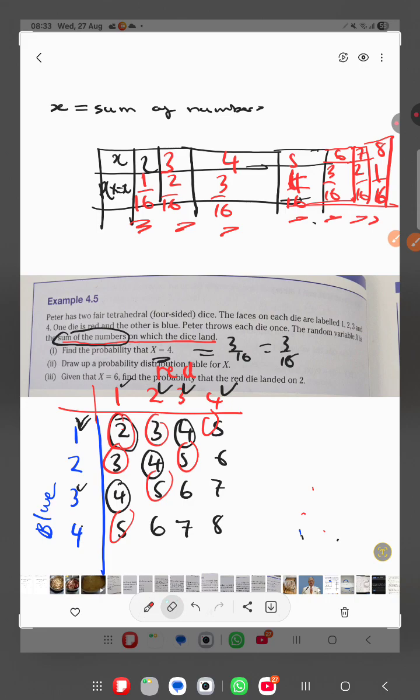Perfect sense. Now, the last question is: given that X is equal to 6, find the probability that the red die landed on 2. Now, given has a special meaning to us in stats. It's what we call conditional probability. Now, let's try and do this question here.